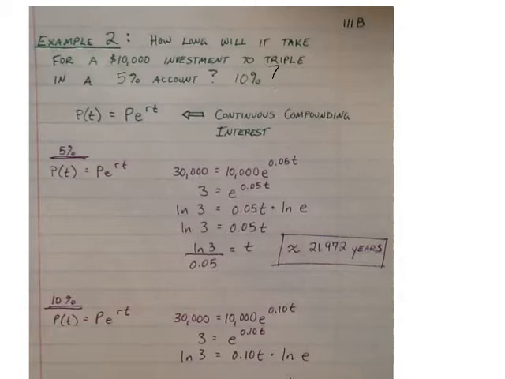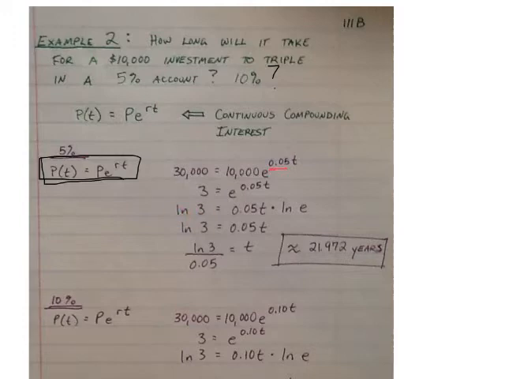So what we're going to do is we're going to take our continuous compounding equation and we're going to substitute values in. Because we're starting at $10,000 and we're trying to triple it, we would arrive at $30,000 and our interest rate is 5%. And it's important that we remember to convert the percentage to a decimal, because if we don't, we will get the wrong answer.